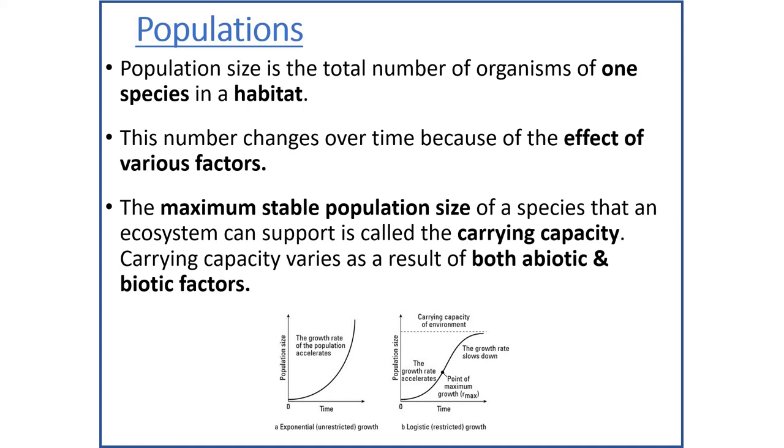Population size is the total number of organisms of one species in a habitat. This number changes over time because of the effect of various factors. And the maximum stable population size of a species that an ecosystem can support is called the carrying capacity. Carrying capacity varies as a result of both abiotic and biotic factors.